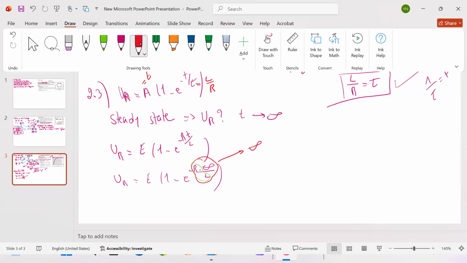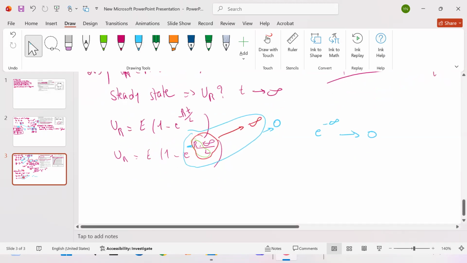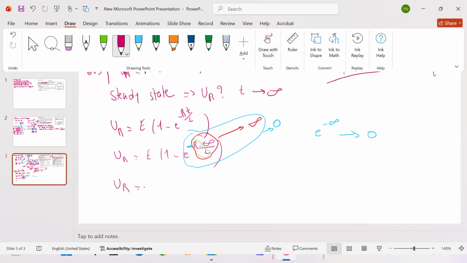And what is the exponential? Exponential of minus infinity, because we have minus, don't forget. Minus infinity, it's simply 0. It approaches 0. The exponential of minus infinity in math approaches 0. So UR equals E times 1 minus 0. So UR equals simply E. And this is how I prove it.